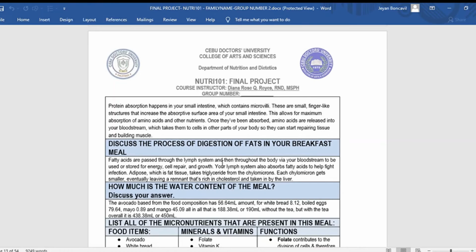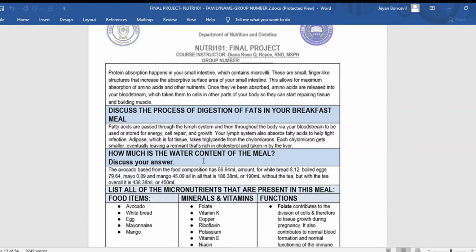So for the digestion of fats, fatty acids are passed through the lymph system and then throughout the body via your bloodstream to be used or stored for energy, cell repair, and growth. Your lymph system also absorbs fatty acids to help fight infection. Adipose, which is a fat tissue, takes triglyceride from the chylomicrons. Each chylomicron gets smaller, eventually leaving the remnant that's rich in cholesterol and taken in by the liver.